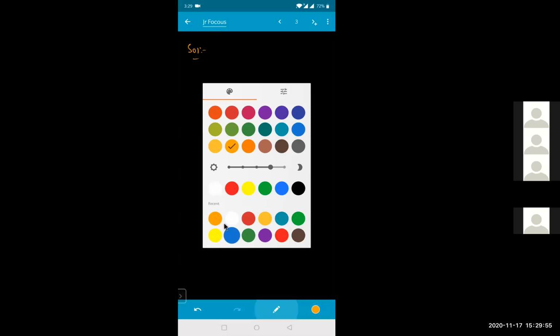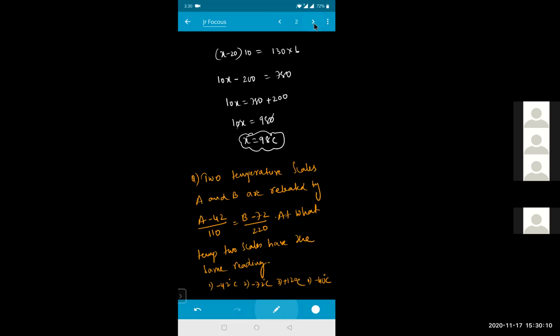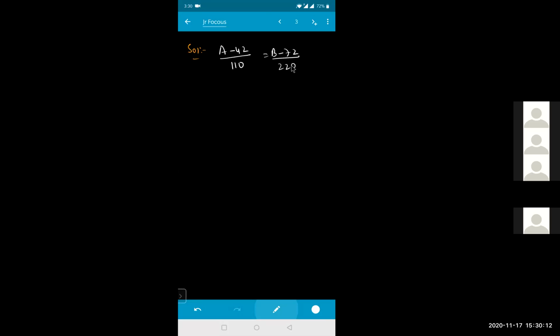Again, same formula. No change in the formula right now. We are given the two relations between A and B. (A minus 42) divided by 110 is equal to (B minus 72) divided by 220. This one is given as 220.